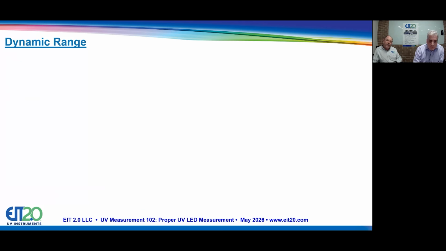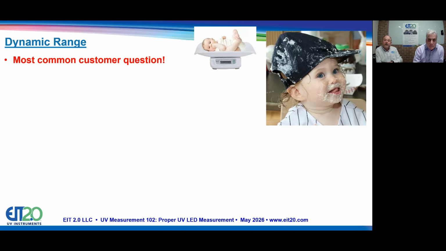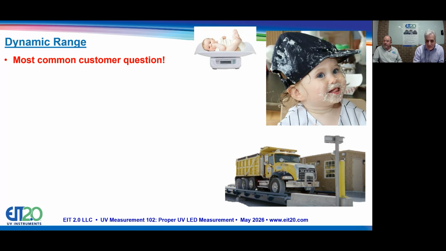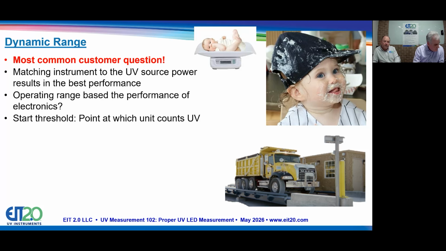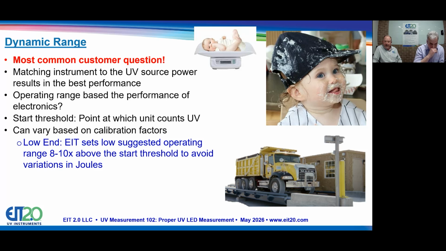In terms of dynamic range, this is probably our number one customer question that we get. People don't understand this. Imagine if you have a baby, you're going to weigh the baby on a baby scale, not on a truck scale, and you're going to weigh the truck on a truck scale. So often we have people that do not match the dynamic range of the instrument to their source. The start threshold is the point at which that instrument starts counting the UV. There is some impact with calibration factors, but you have to start with the right range.